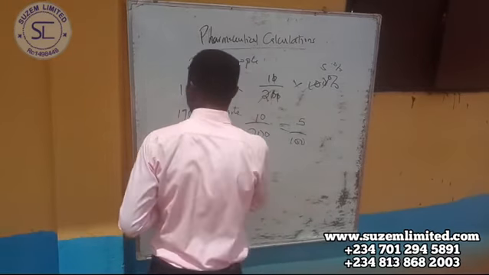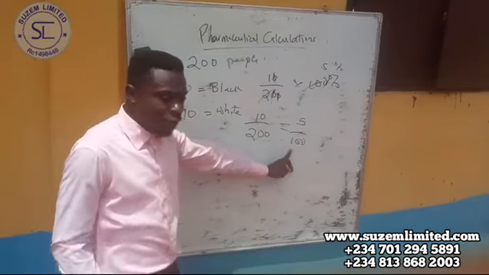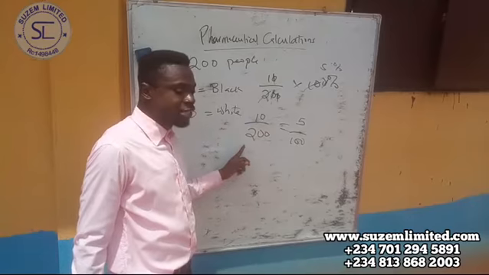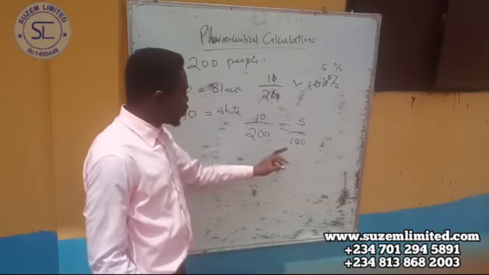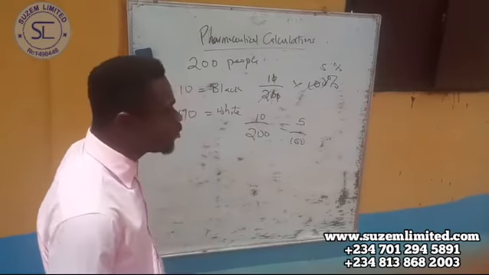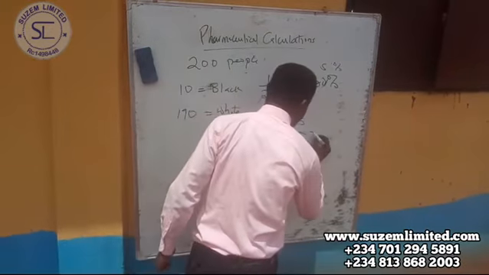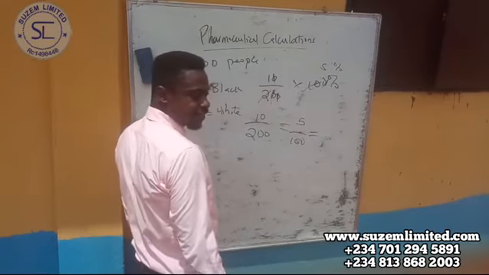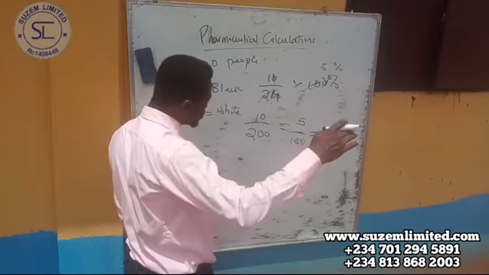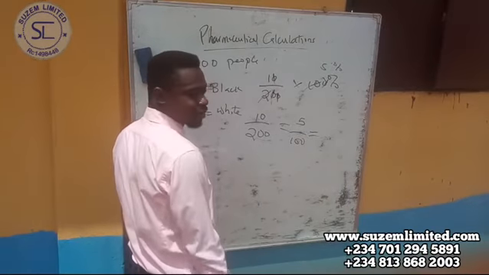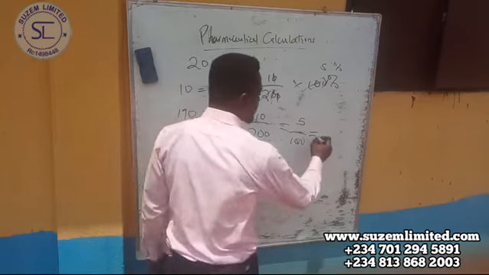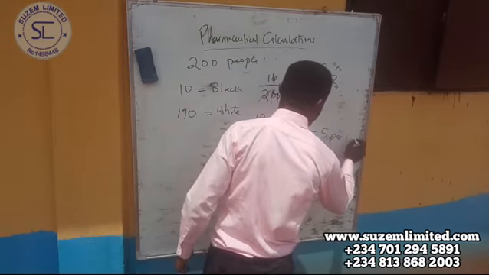So let's continue. Remember, we are here. For us to get it in per 100, we divide both the numerator and the denominator by what? 2. We now have 5 over what? 100. This 5 of 100, let's put it in words. What is it? It will be 5%. Don't rush to the answer now. Come step by step. 5 per what? 5 per 100. Good. 5 per 100.